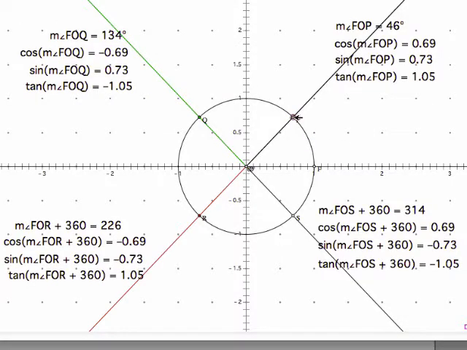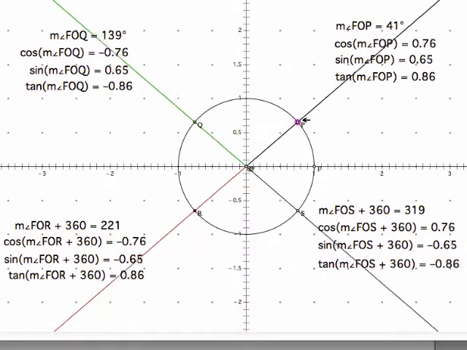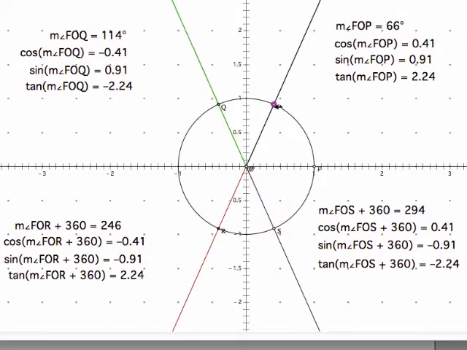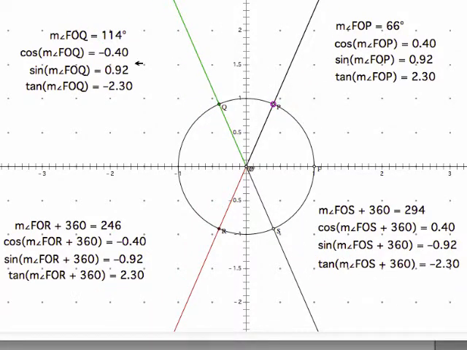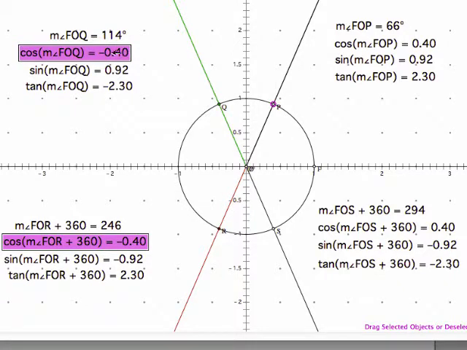If I go over to my animation and I try to make my cosine ratio negative 0.4, there we go. I see that my angles terminate in quadrant 2 or quadrant 3. And that would be because cosine is negative in quadrants 2 and 3. So by looking at the sign of the ratio, I can determine where my standard position angle terminates.